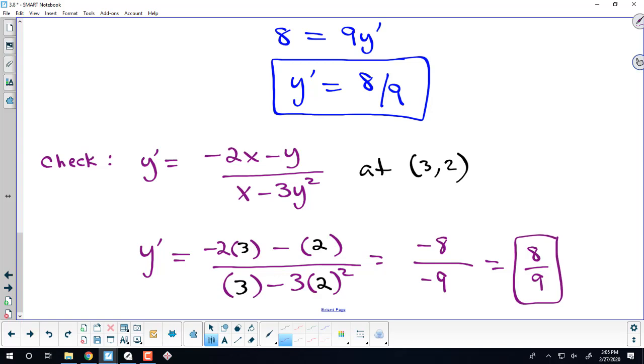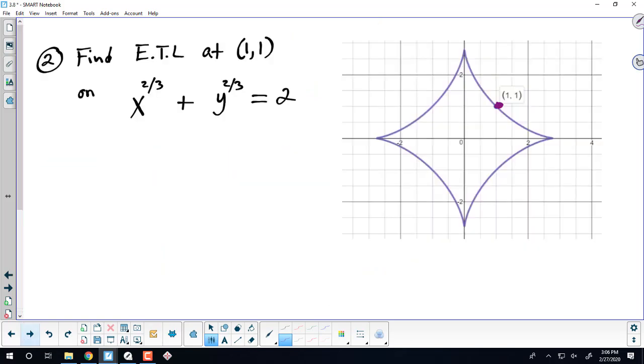If we needed the equation of the tangent line, we've got our slope, we've got our point, we put that in the point-slope formula. So all of that stuff still applies. Any questions on that derivative? So here we want to find the equation of the tangent line on this thing at the point 1, 1. So now we've got to find the slope of the tangent line at that point.